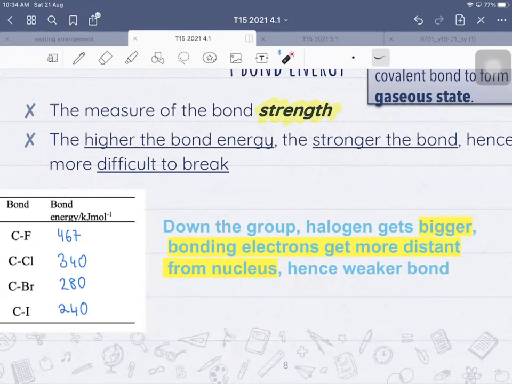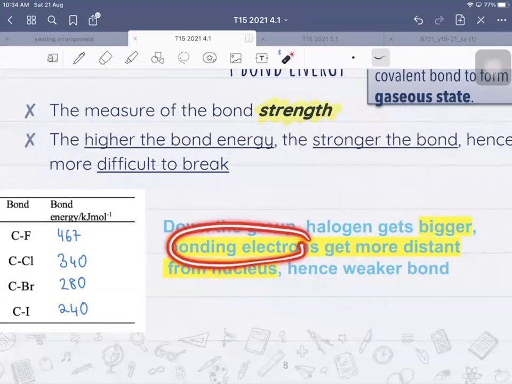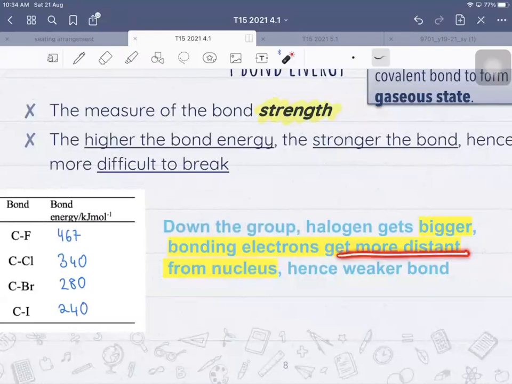Because of this big size, the bonding electrons get further away from the nucleus. It becomes more distant from the nucleus. Therefore, it is easier to break them. Why? The attraction is between the positive nucleus and the bonding electrons.